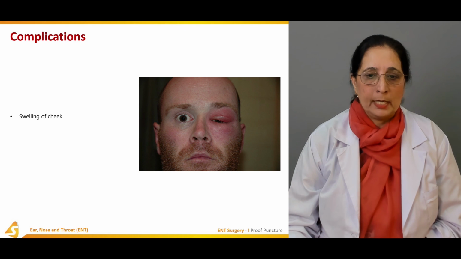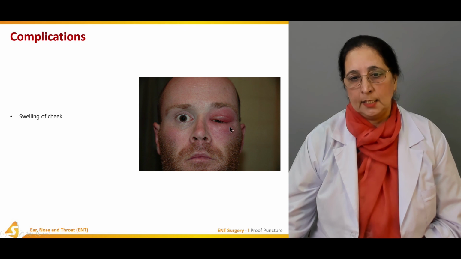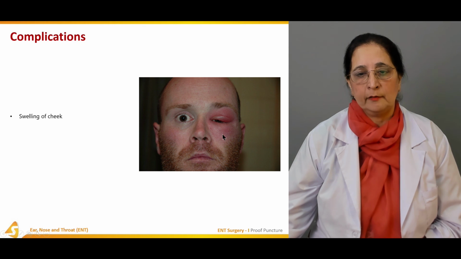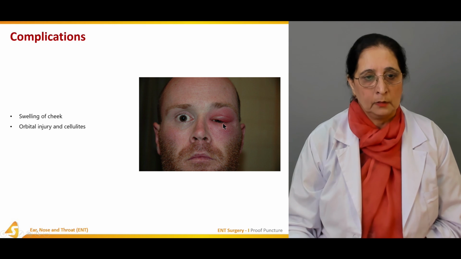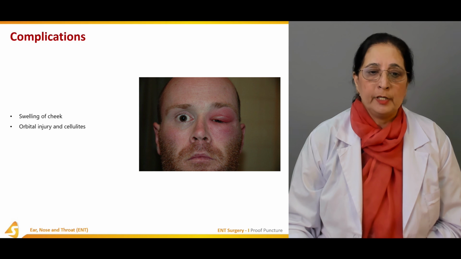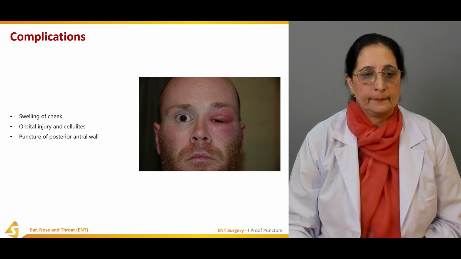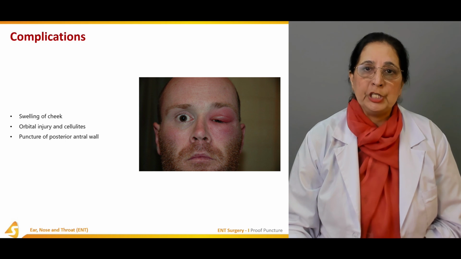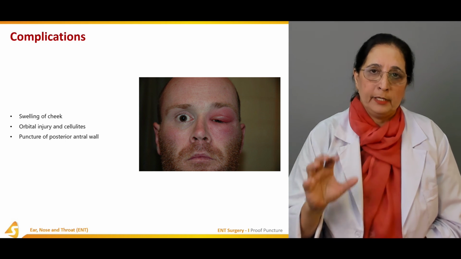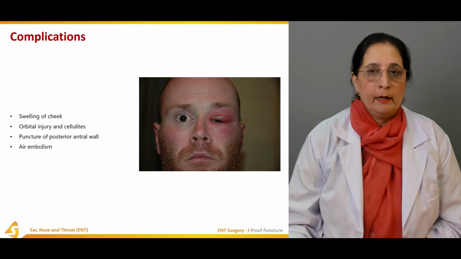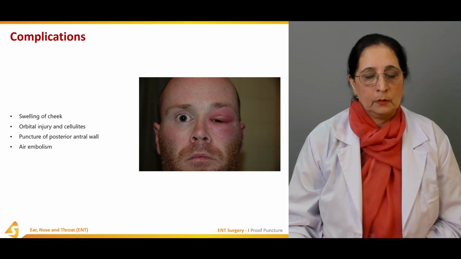Complications are swelling of the cheek. You can see there's the complication, swelling of the cheek. There is redness of the eye also. Orbital injury and cellulitis, if we puncture the posterior antral wall by going deep. Air embolism can also occur.